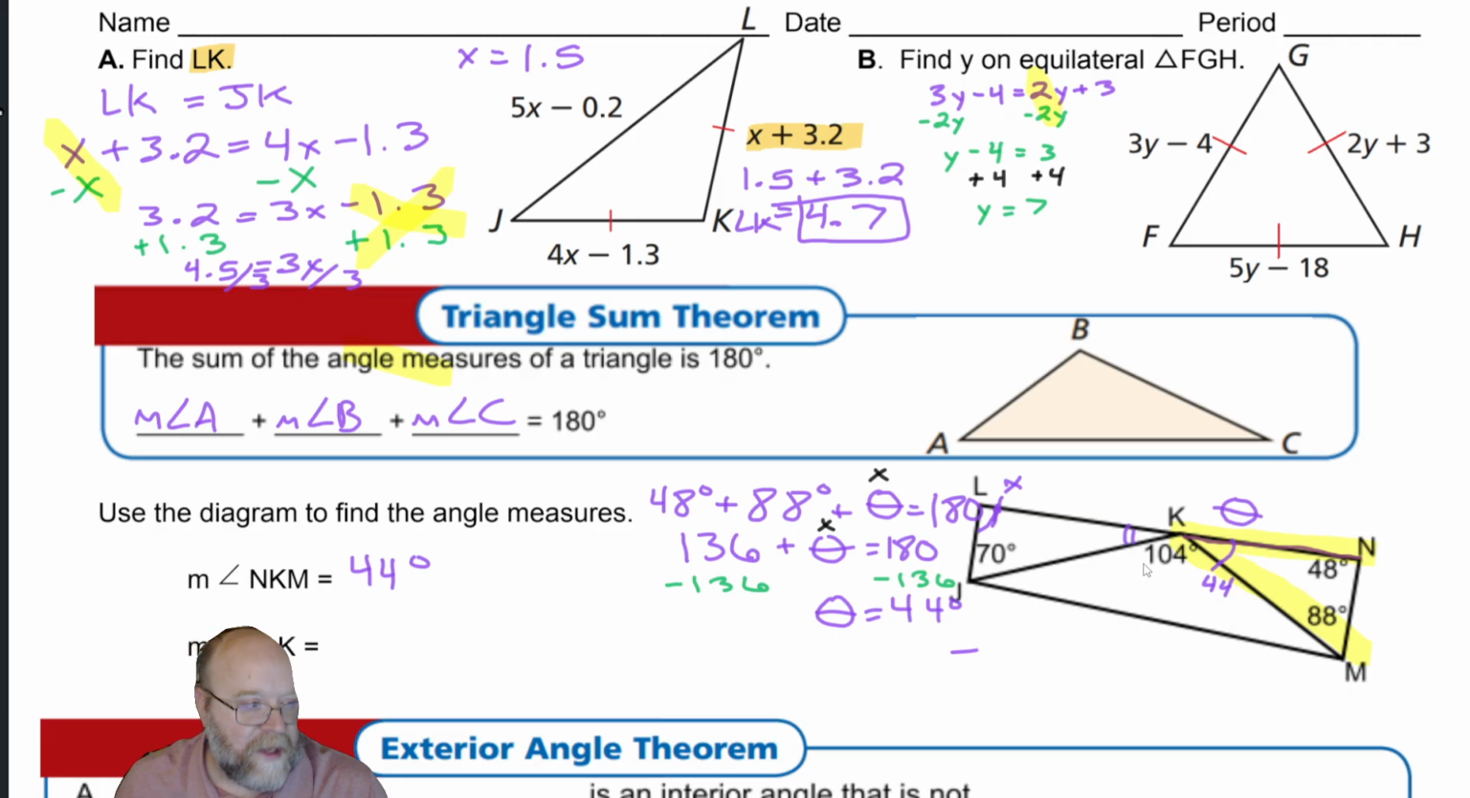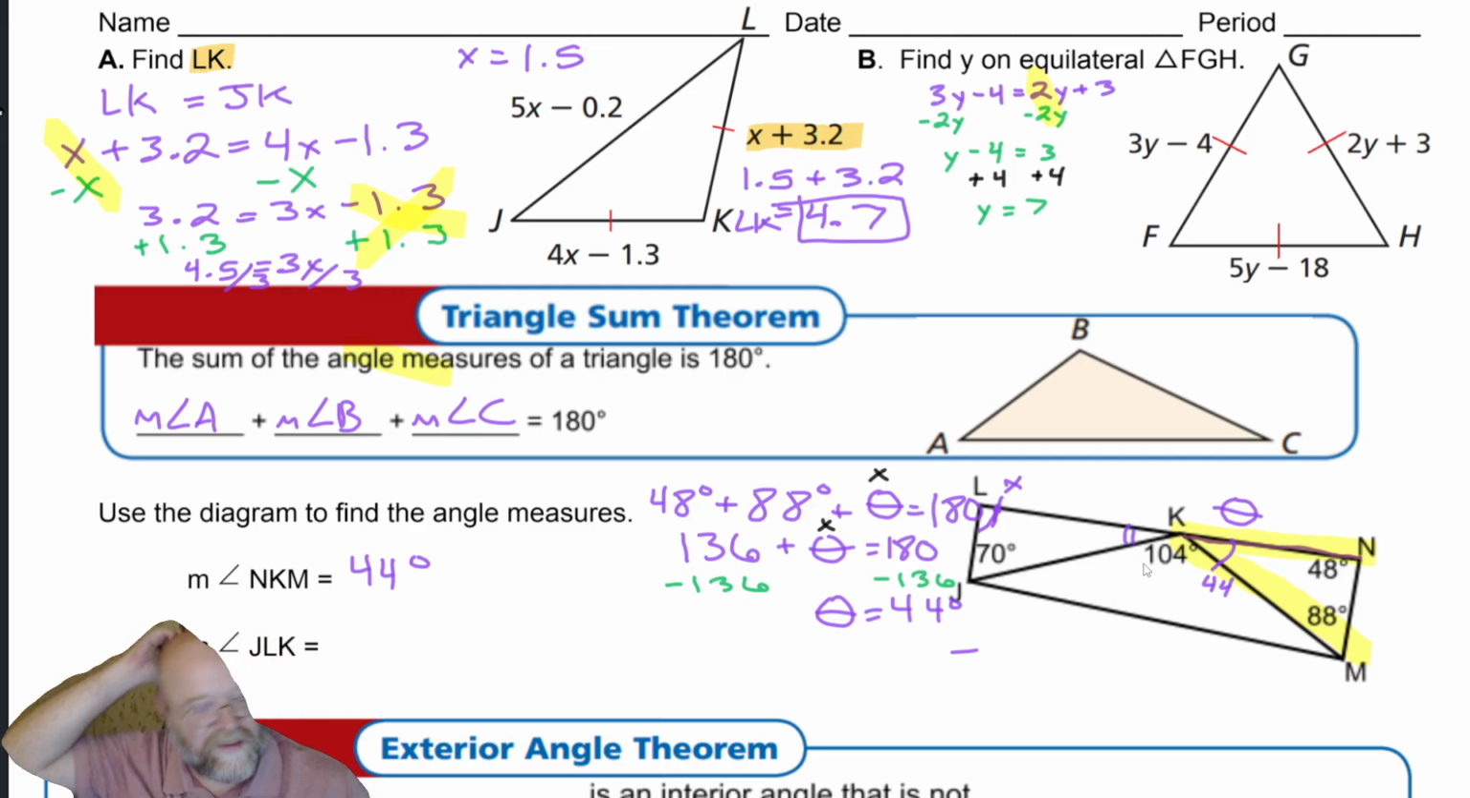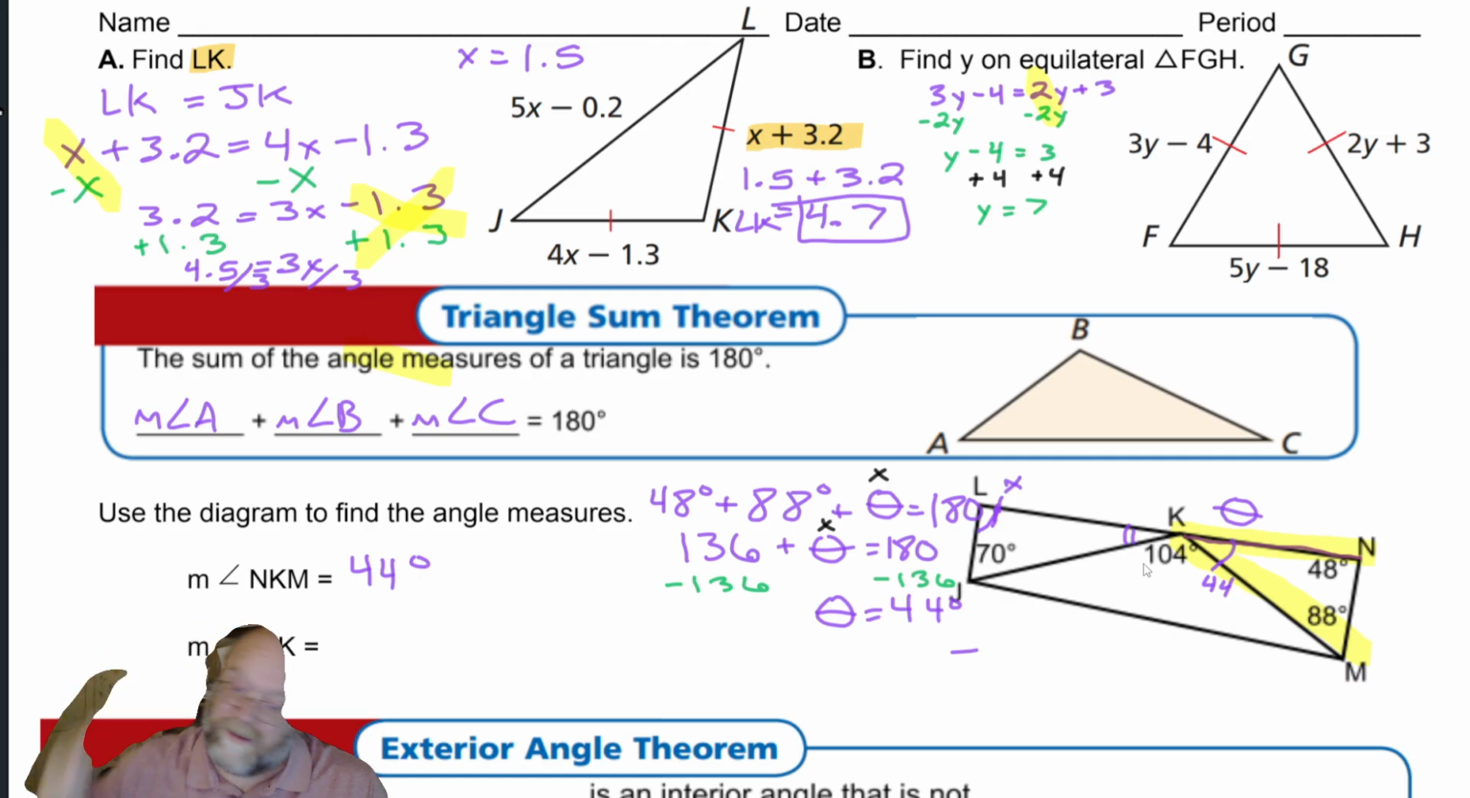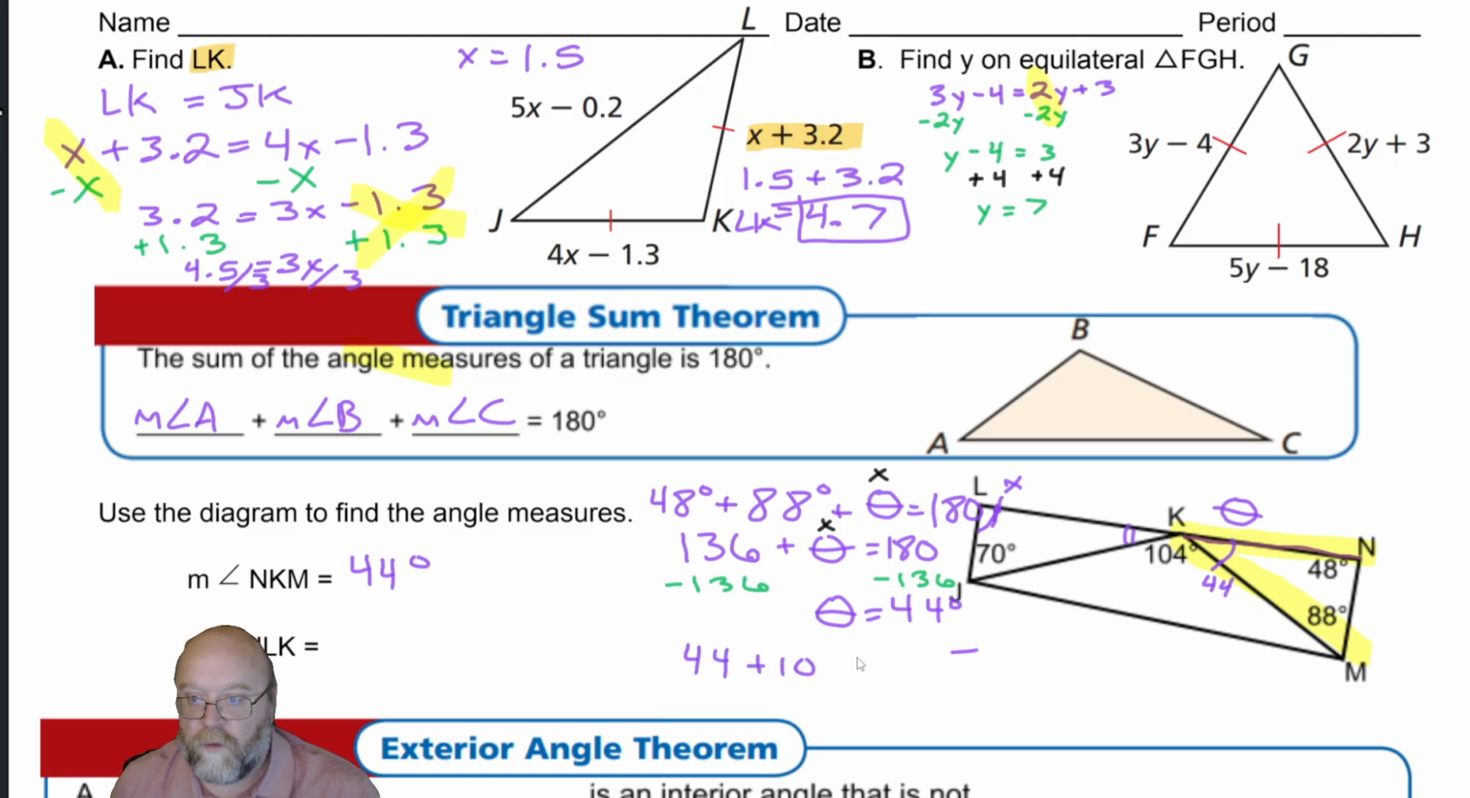It's kind of like three angles that make a straight angle. Or maybe a linear trio, if you will. Can we call it that? I don't know. I don't think that's an official terminology. But we're going to add this one and this one. We're going to subtract it from 180. So 44 plus 104.